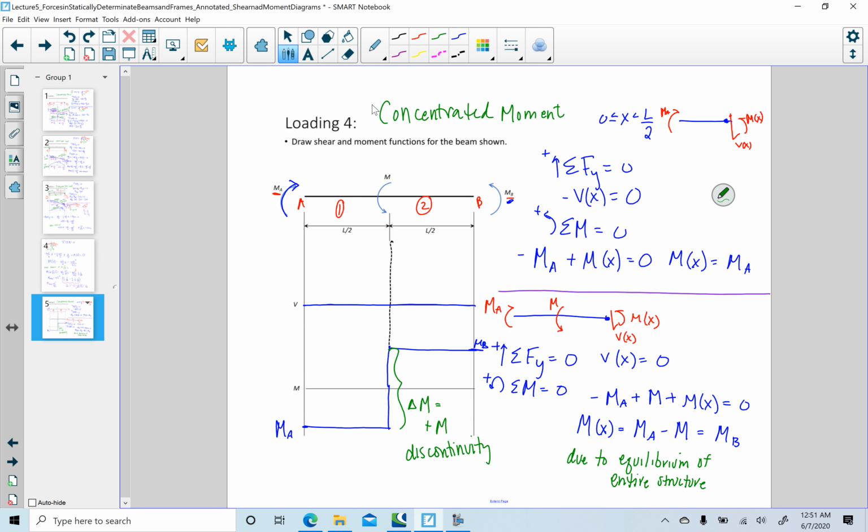So that's using shear moment diagrams and basically knowing how different loadings affect them visually and obviously mathematically. But I hope that helped. And next is a shear moment function example that we will do together in the Zoom meeting.